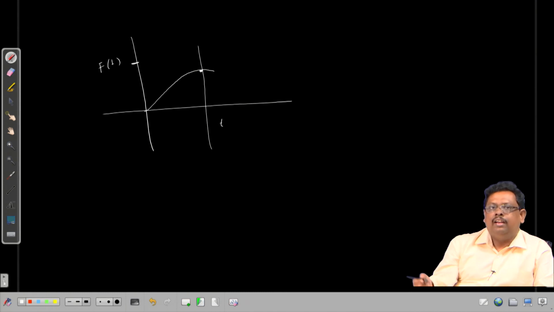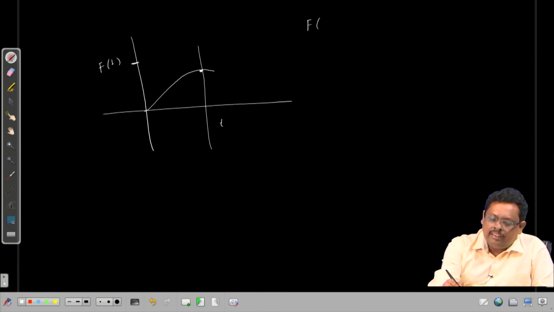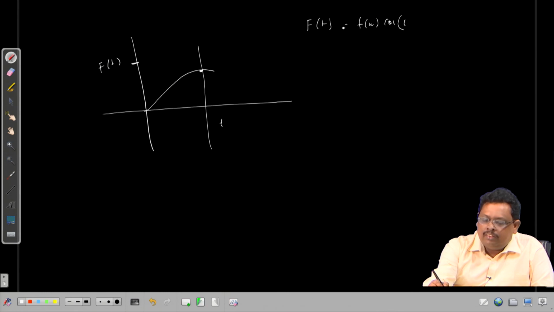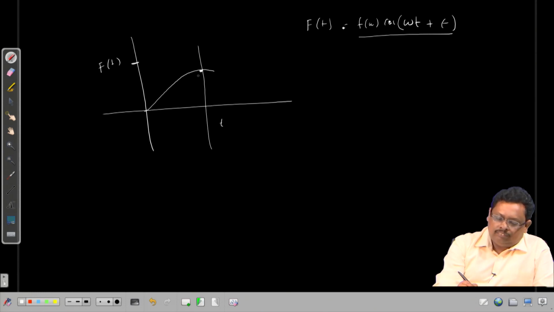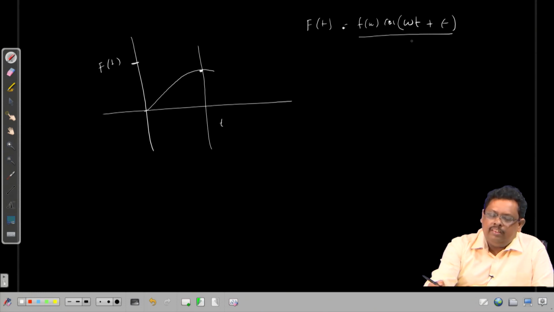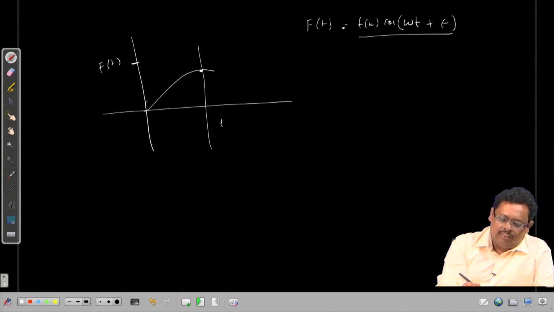P, maybe after the first cycle, because this f t is nothing but some kind of f omega, this amplitude, into cos of omega t plus epsilon. So, this is a harmonic function, right. So, it is periodic, and the first period we really do not want. So, I want to use some ramp function to lead you from here to here.